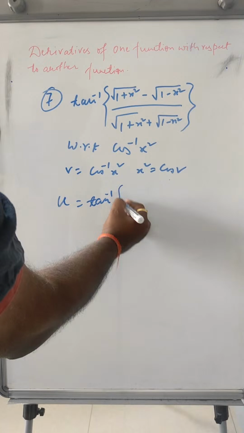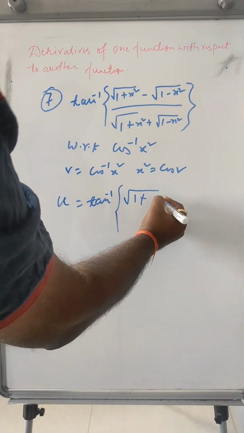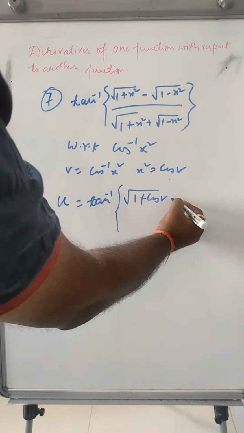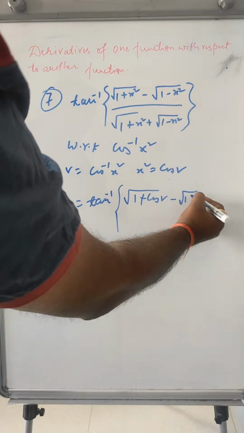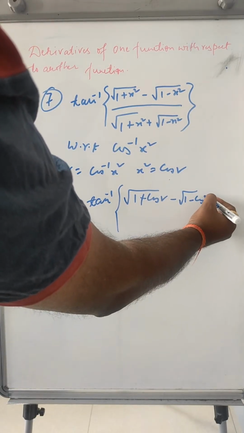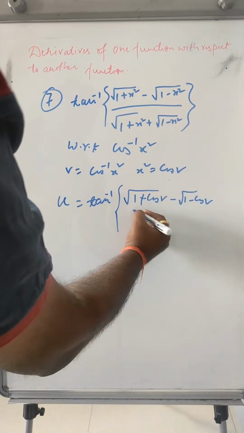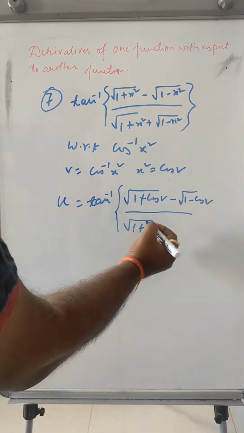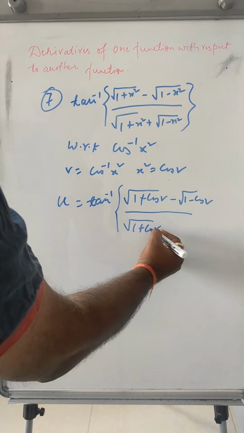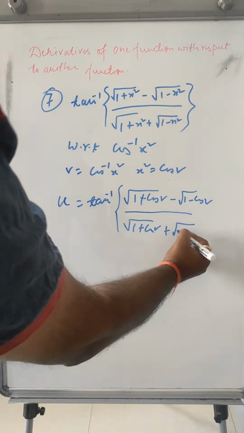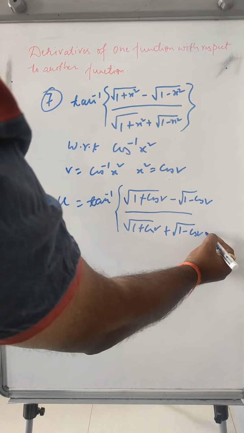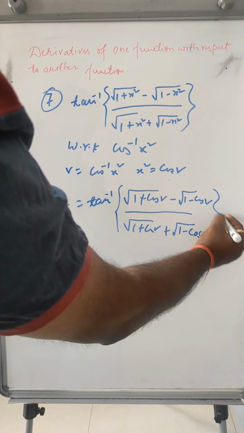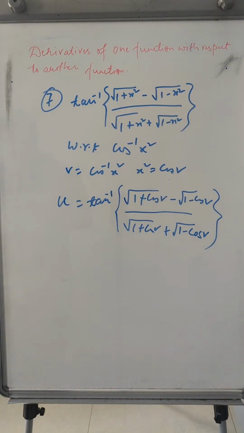Now here, 1 plus cos x square, right? So here we can write cos v minus 1 minus cos v, correct? And similarly under root 1 plus cos v, and here cos v with minus and plus, right? 1 minus cos v. Okay, so this is clear.